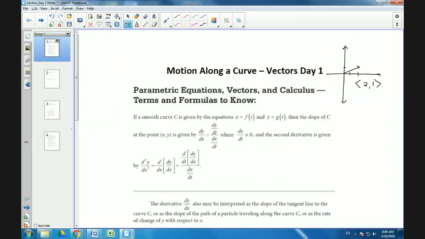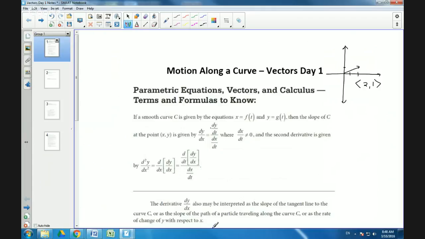You can add them, you can multiply them, you can divide them, you can do all sorts of stuff, but I'm not going to show you that. What's important is we're going to use vectors with parametrics. Everything vector goes with all the formulas you've learned from the parametric equations. So this right here is the derivative of a parametric equation, right? Because you have x equals something of t, y equals something of t. It's dy/dt over dx/dt. You'll remember from last week, that was your derivative for a parametric.